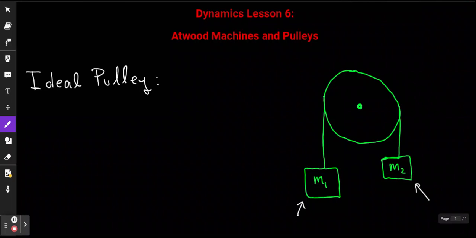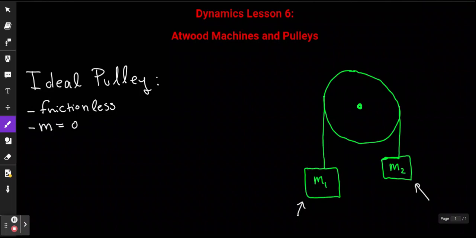So what makes an Atwood machine or pulley ideal? The first thing is that the pulley is frictionless. That means the rope that slides over it does not experience any friction. And the mass of the pulley is zero. It's massless, which in real life is not possible, but that is why we call this an ideal pulley.